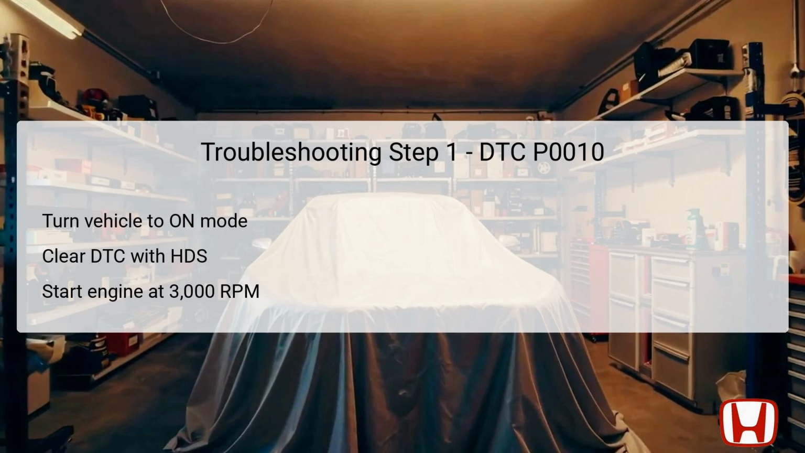Begin the process by turning the ignition to the on position without starting the engine. It is crucial to clear the existing diagnostic trouble codes, DTCs, using the Honda Diagnostic System, HDS. This step ensures that the system is reset and allows for fresh readings. After clearing the DTC, start the engine and hold the RPM at 3000 without any load, meaning the vehicle should be in park or neutral for manual transmission.